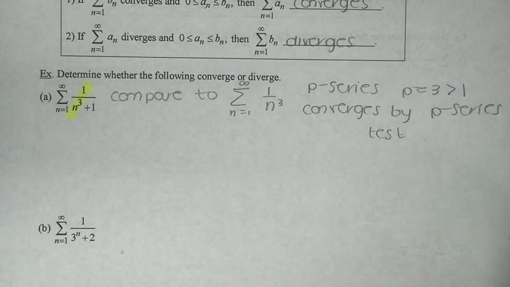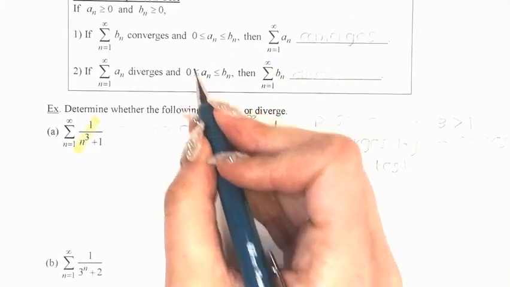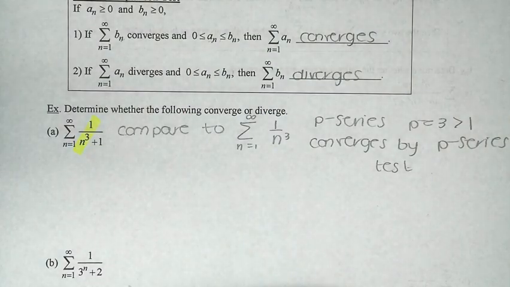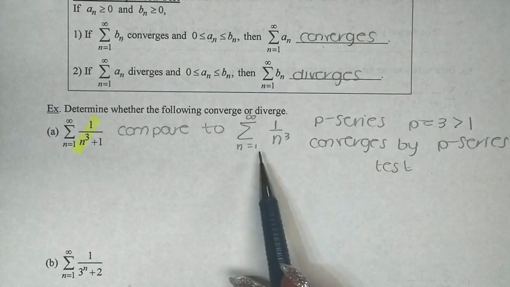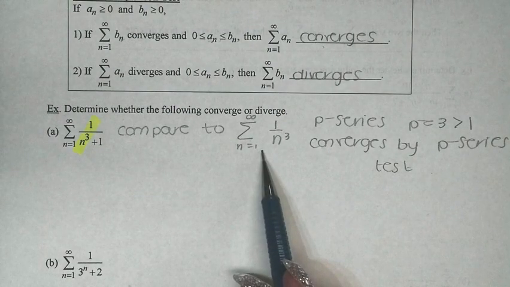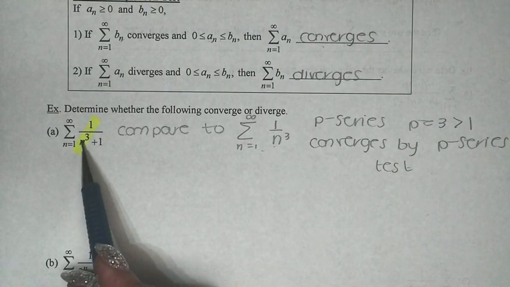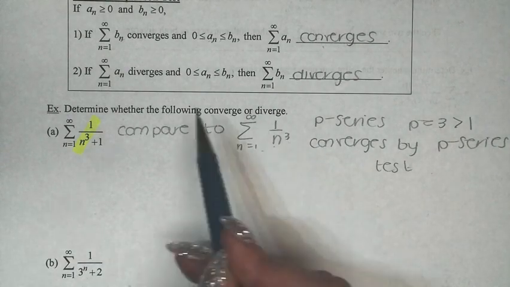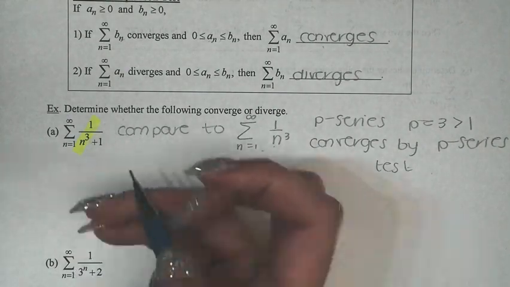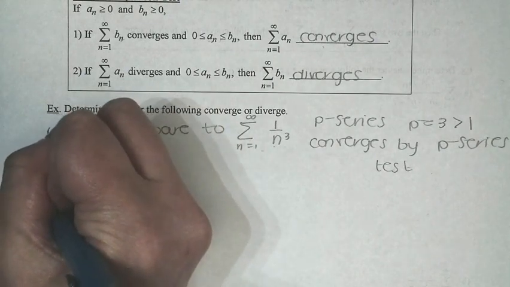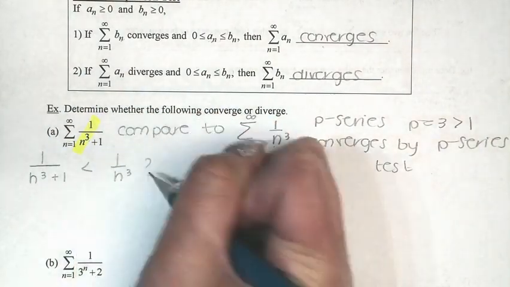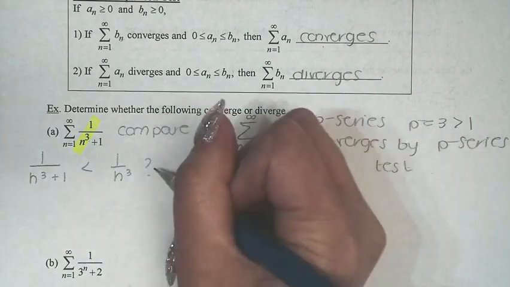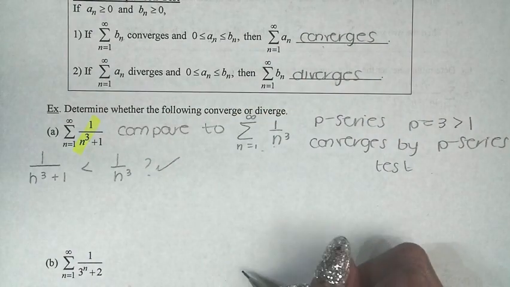Now what? Now we're going to use one of these two conditions. Okay, so since it converges, I'm going to use this one. I want this guy to be bigger than this one. Okay, so if this converges, then this one must converge. Okay, so you are going to ask yourself, is this true? Ask yourself, is it true? It is true.